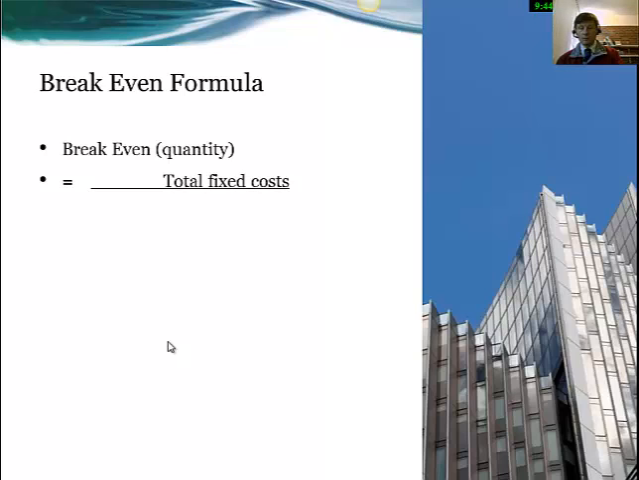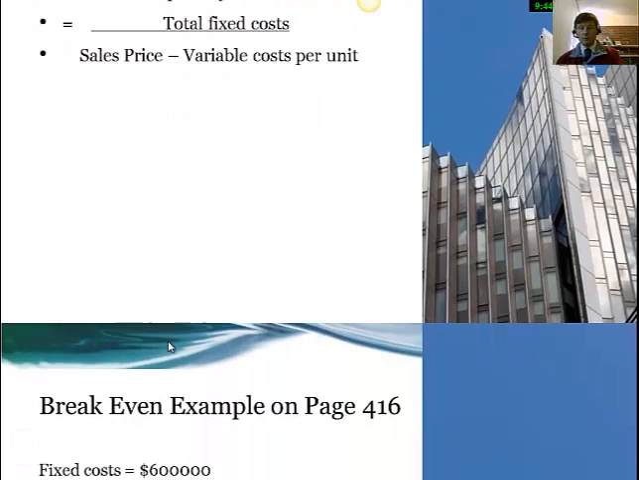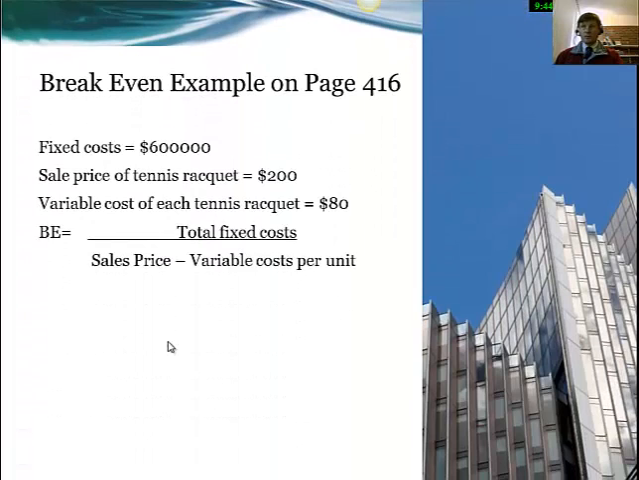There's a formula for this, expressed in terms of the break-even amount of units that you need to sell, which is equal to the total fixed costs over the sales price minus the variable cost per unit, sometimes also called the contribution margin. You can use your text on page 416, and I'm using that example to work through the calculations there.